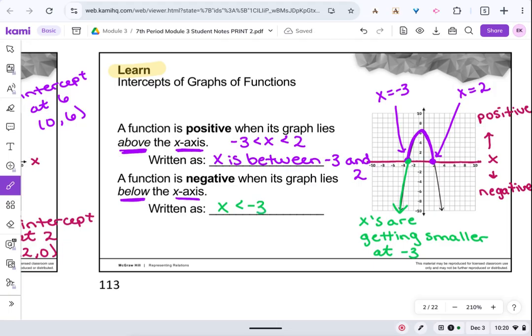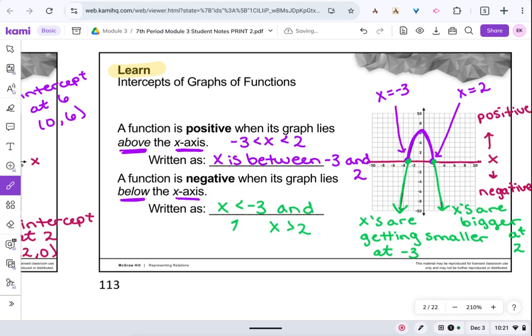Now it's actually negative in two parts because it's also negative starting at the 2 and going to the right. So the x's are getting bigger at 2. They get smaller as we go to the left, bigger as we go to the right. So my other interval would be when x is bigger than 2.